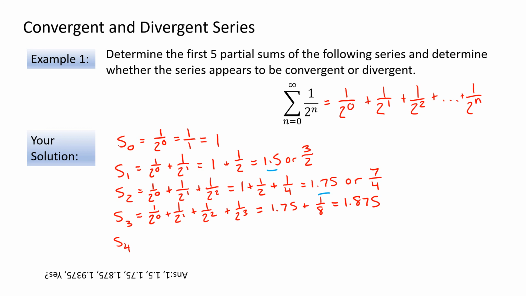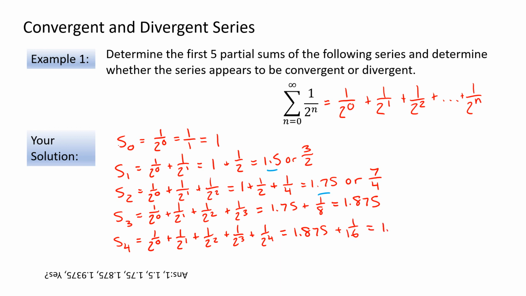Okay? Our last one, S4, is the first 5 terms. So 1 divided by 2 to the exponent 0, plus 1 divided by 2 to the exponent 1, 2 to the exponent 2, 2 to the exponent 3, and our last term, 2 to the exponent 4. So in this case, remember, our previous sum was 1.875, and we added this 1 divided by 2 to the exponent 4. 2 to the exponent 4 is 16, so this is plus 1 over 16.